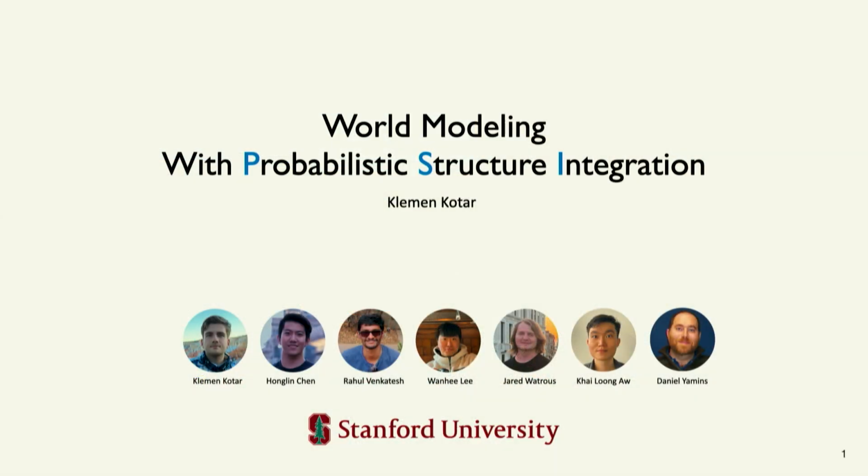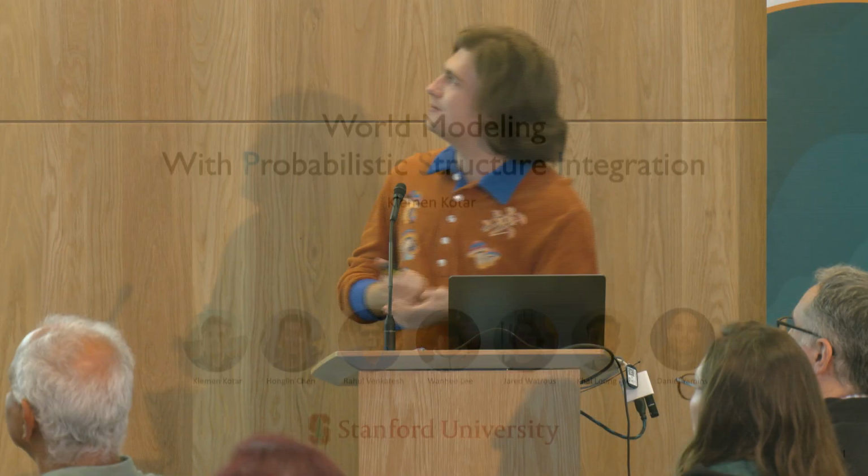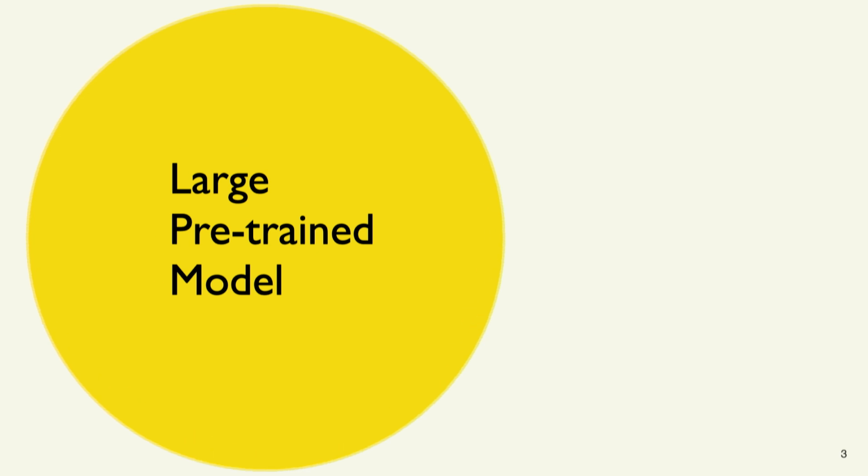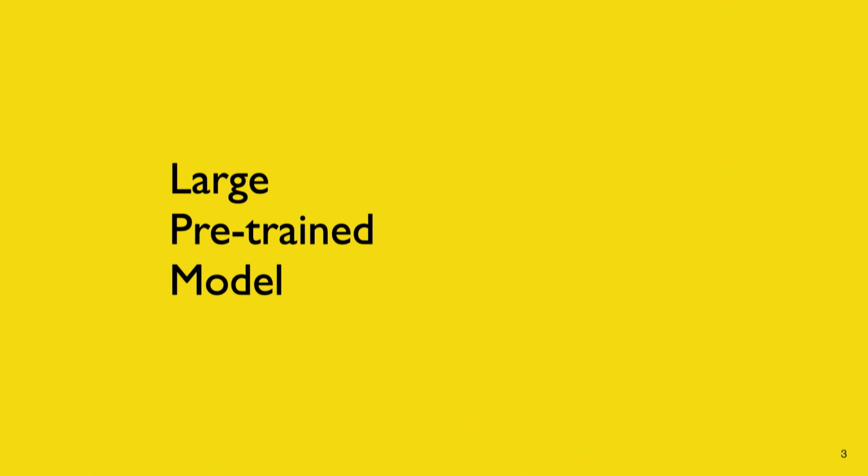Hi, yes, so I'm Klemen, PhD candidate with Dan Yemen's in computer science, and I'm going to talk about world modeling with probabilistic structure integration, which is a big joint effort of our lab done with all these wonderful people. To begin with, I want to ask this question: what makes a good world model? I'm going to take a semi-opinionated stance that it requires two things. One, a large pre-trained model, which I think most people would agree with, and this just absorbs all of the data that you could feed it.